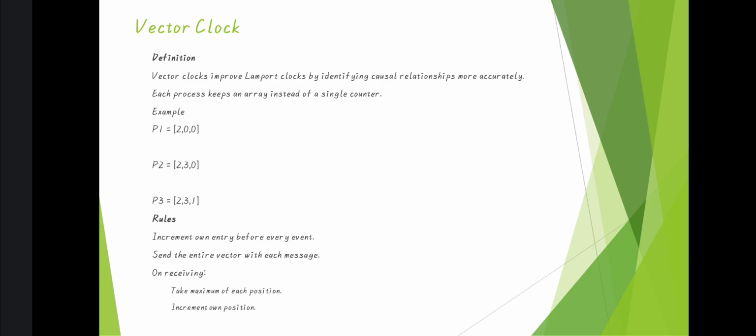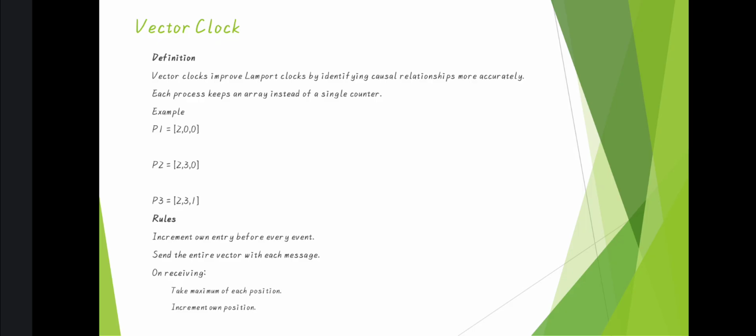Vector clock. What is a vector clock? Vector clocks improve Lamport clocks by identifying happens-before relationships more accurately. Each process keeps an array instead of a single counter. For example, P1 is equal to 2, 0, 0; P2 is equal to 2, 3, 0; P3 is equal to 2, 3, 1.